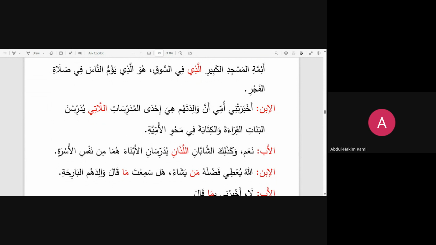Akhbaratni ummi anna walidatahum. Not walidatahum. Don't put emphasis on walidatahum. Na'am. Akhbaratni ummi anna walidatahum hiya ihda al-mudarrisat allati yudarrisna al-banat.